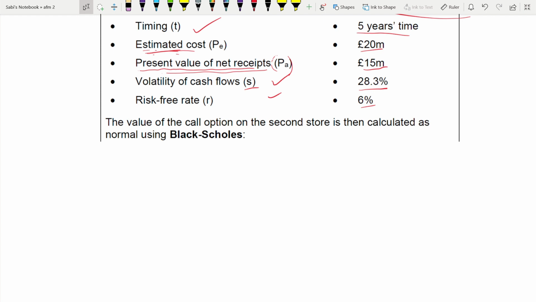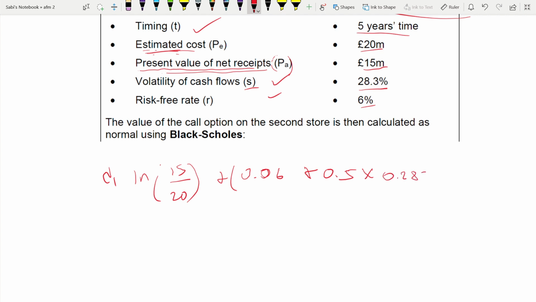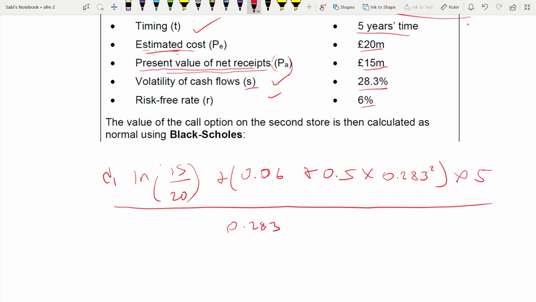So now what? D1, D2 will calculate. I'm not going to use the formula. Straight away I'm going to put the number. So logarithm of PA over PE. PA is present value of net receipt 15 over exercise price, which is 20, plus R. R is 6%. You cannot use 6%, you have to use decimal, 0.06, plus 0.5 is fixed in the formula, multiply by S squared. S is 28.3%. That means 0.283 squared. The whole thing multiply by time, that is 5. Take the whole. Again, standard deviation 0.283 multiply by square root of time, that is 5.